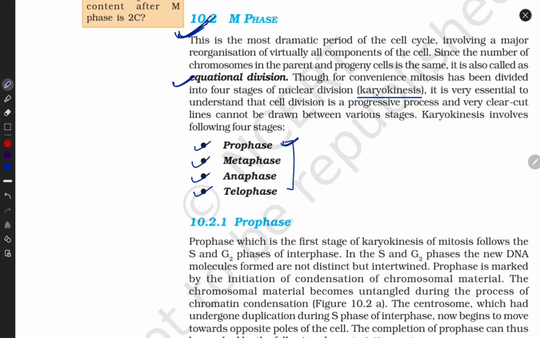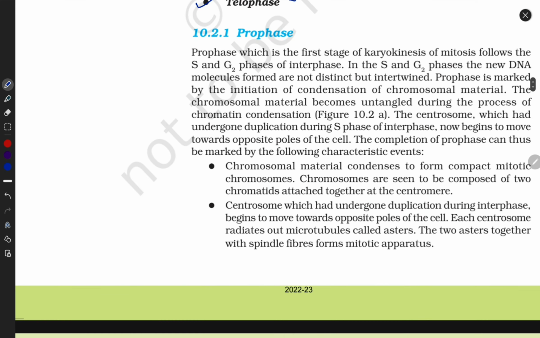Now what happens in prophase? Let's start. What is prophase? It is the starting phase of division, the very starting phase of division. All kinds of proteins and all the enzymes needed for cell division are complete. Now it's time to divide. Now what happens in prophase?